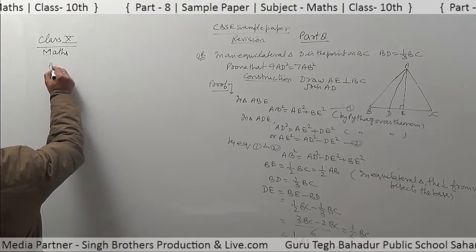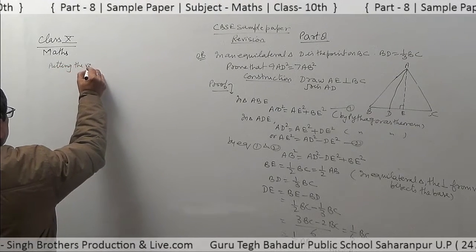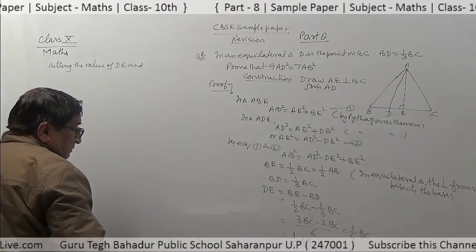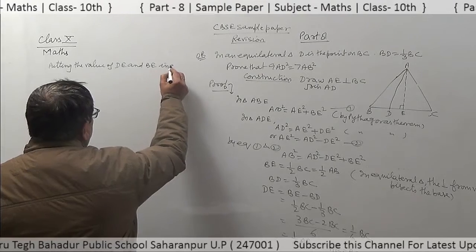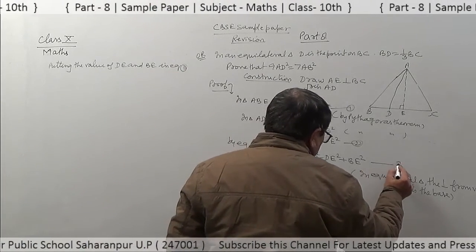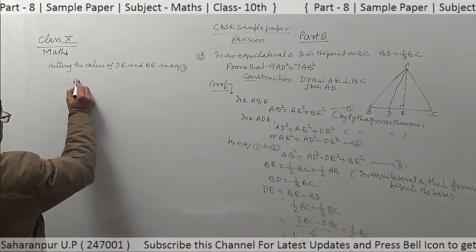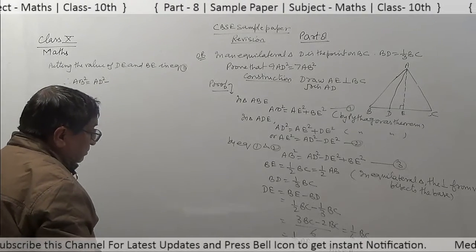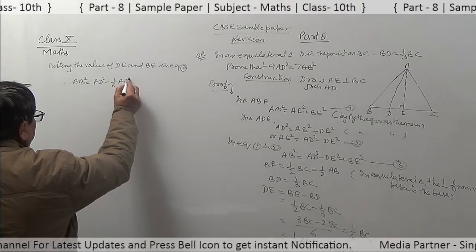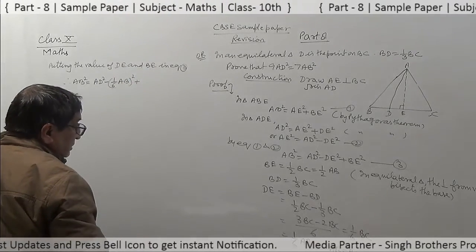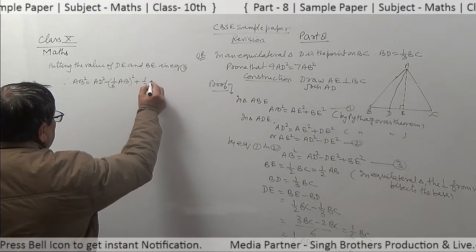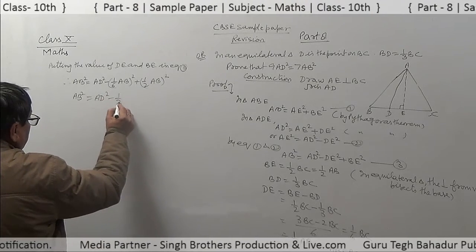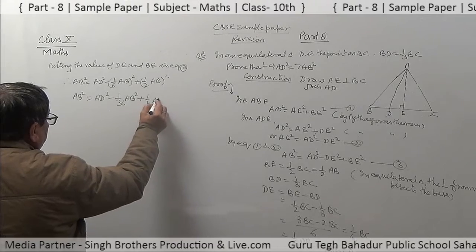Putting the value in equation 3, this is your equation 3. So, therefore, AB square is equal to AD square minus DE, that is 1 upon 6 AB square, plus BE is 1 upon 2 AB square. AB square is equal to AD square minus 1 upon 36 AB square plus 1 upon 4 AB square.